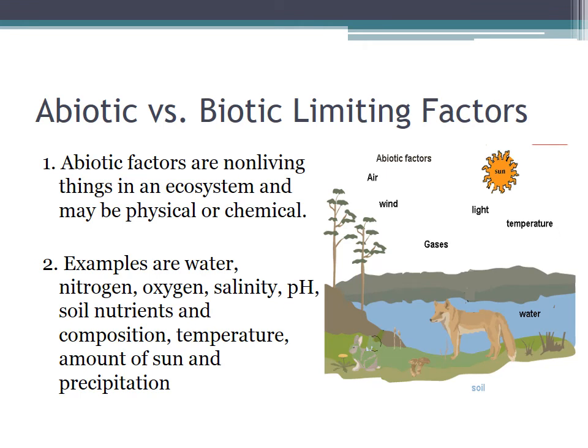Okay, so abiotic versus biotic limiting factors. Abiotic factors are non-living things in an ecosystem and may be physical or chemical. Abiotic factors include water, air, nitrogen, oxygen, the different gases in our air, salinity, so how salty the water is, pH, how acidic the water is, different soil nutrients and what the soil is made of, temperature, amount of sun, and precipitation. None of those things are living, but those are things that definitely affect populations.